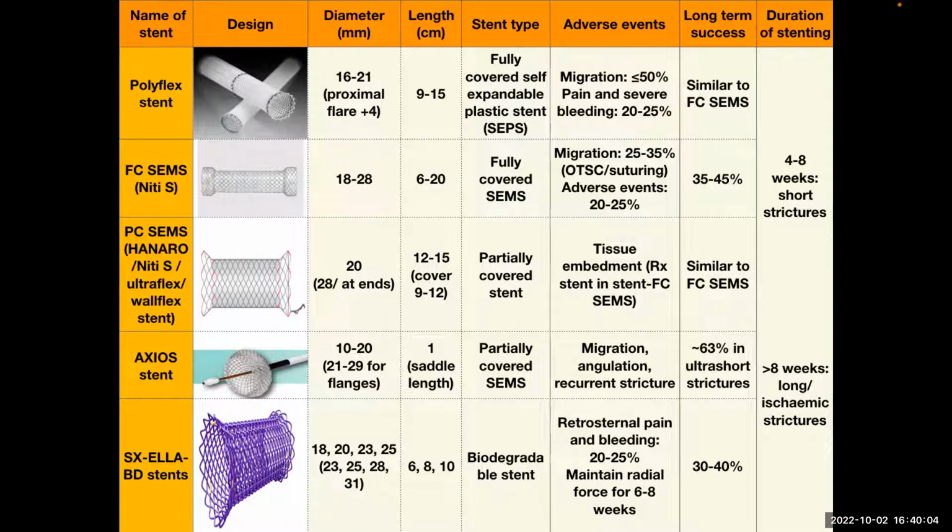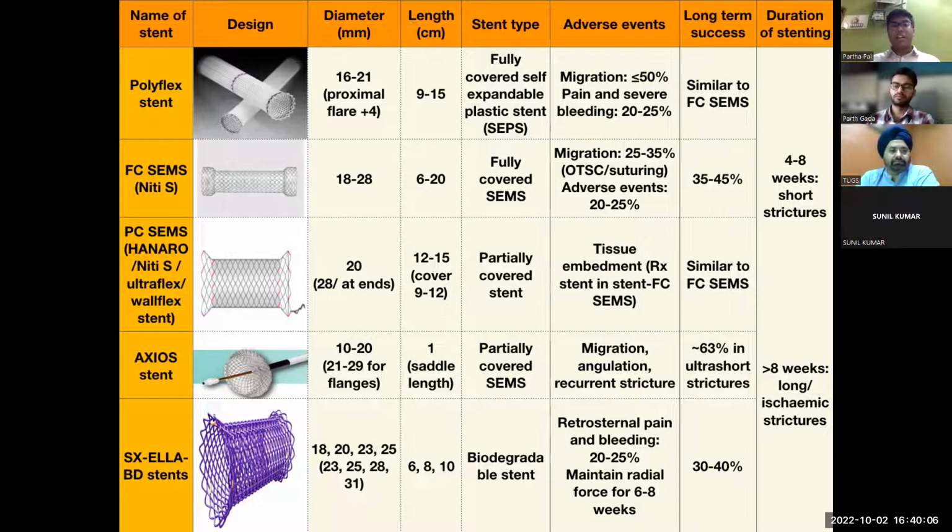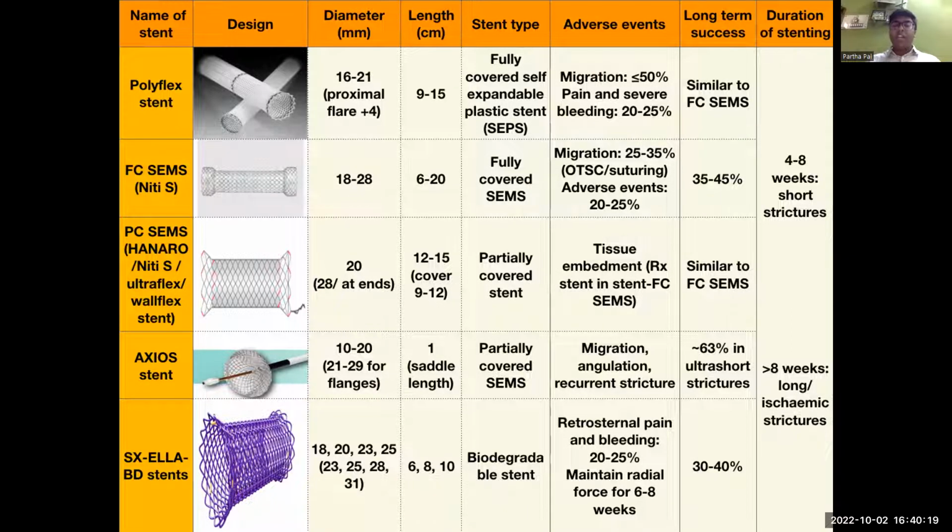That comes with a lesser risk of migration, but for fully covered SEMS, there is a higher risk of migration, but the advantage is it will not get embedded. Whereas the Axial stent can be used for very ultra-short strictures because the length is very short. The diameter is 10 to 20, but the saddle length is only 1 centimeter, but it is a very good stent for ultra-short stricture.